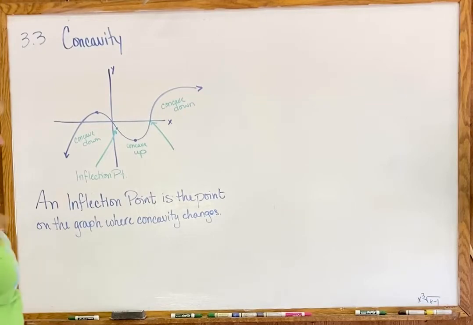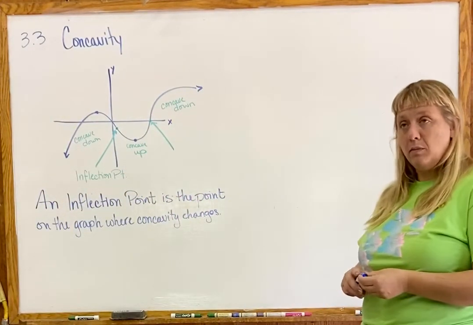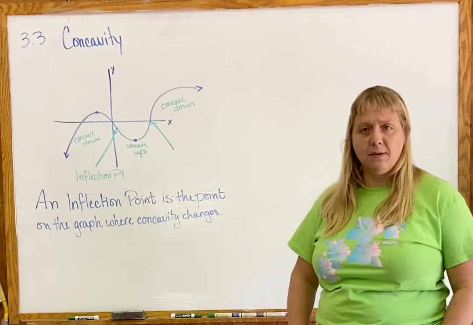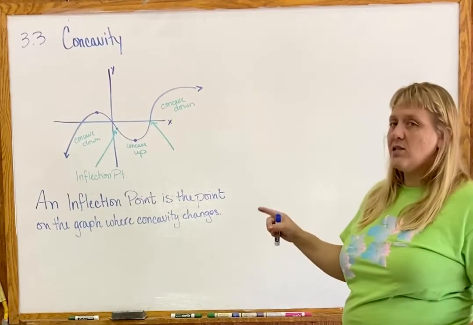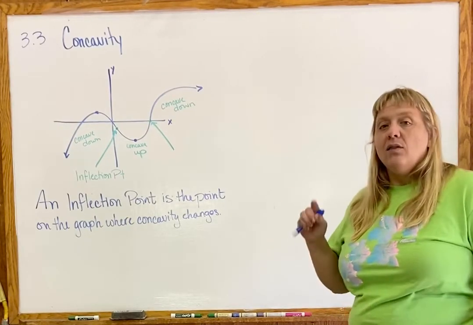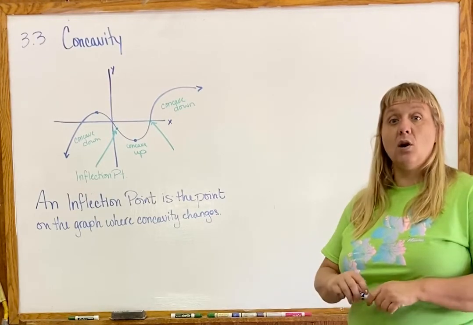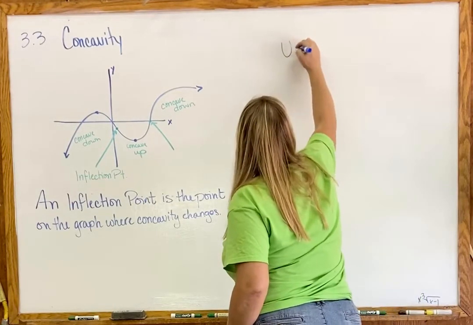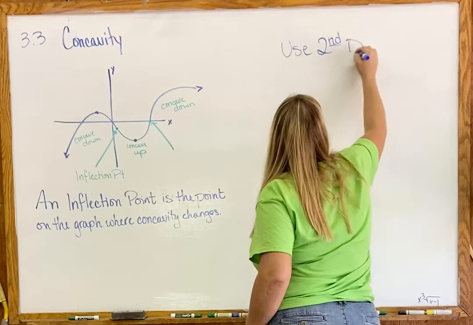Now remember that when we look at the first derivative, the first derivative can tell us where we have minimums and maximums and where we are increasing and decreasing. So when we want to look at concavity, it means we need to go one step further and we need to go to the second derivative. So we're going to use the second derivative.